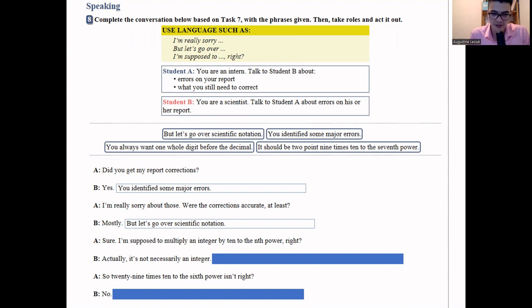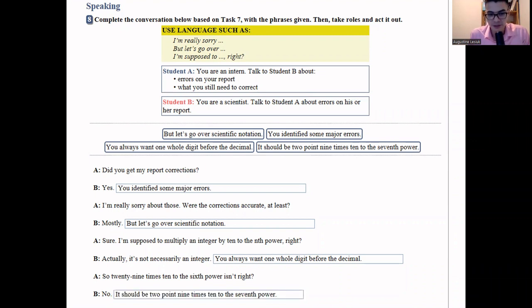Actually, it's not necessarily an integer. You always want 1 whole digit before the decimal. So 29 times 10 to the 6th power isn't right? No, it should be 2.9 times 10 to the 7th power. Okay, so that was the conversation. I hope you have something similar. Moving on.